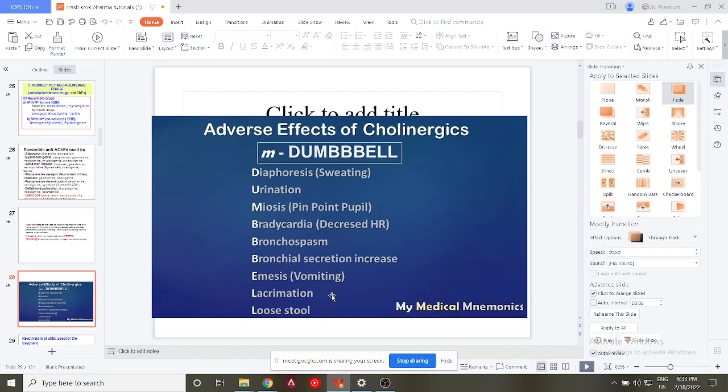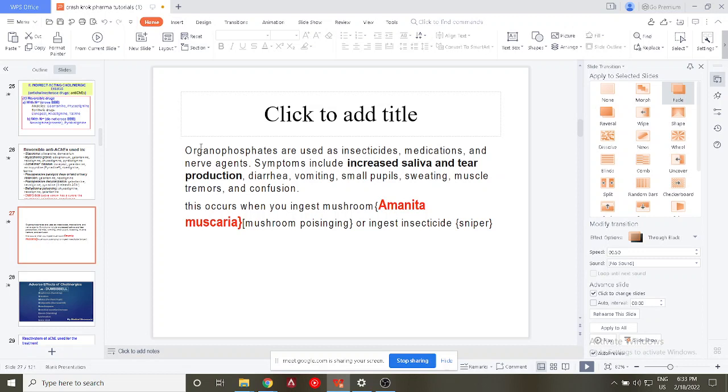So whatever you do, make sure you memorize this. DUMBBELS. So this is the effect of cholinergic drugs. So if you know the effect of these, you're going to know what the cholinergic drugs do. So it's very important. This is a very popular Krok question. Take note of it, memorize it. Whatever you do, don't forget.